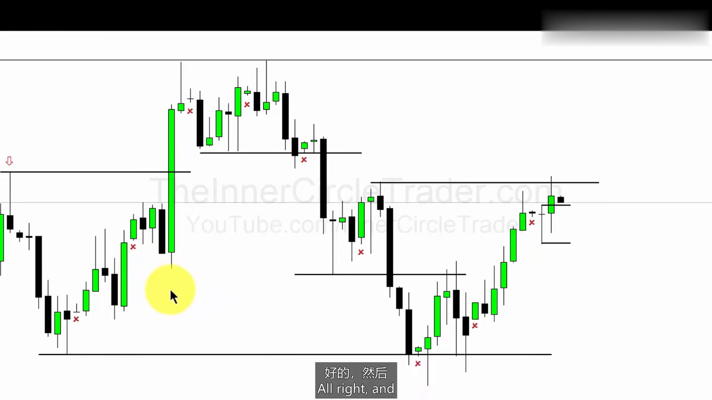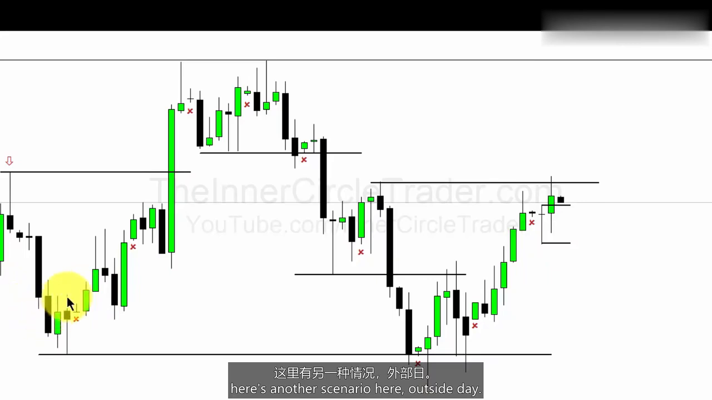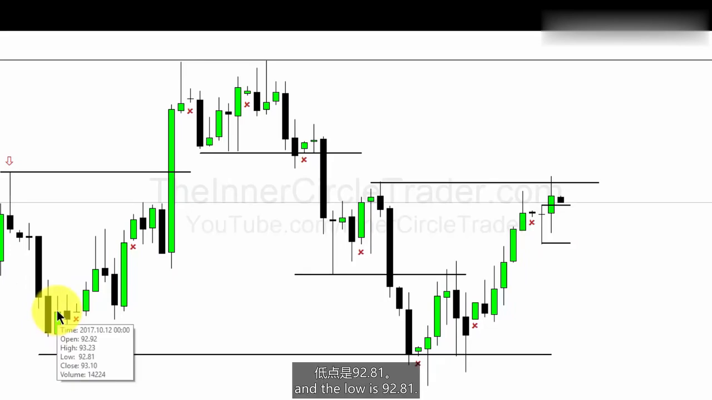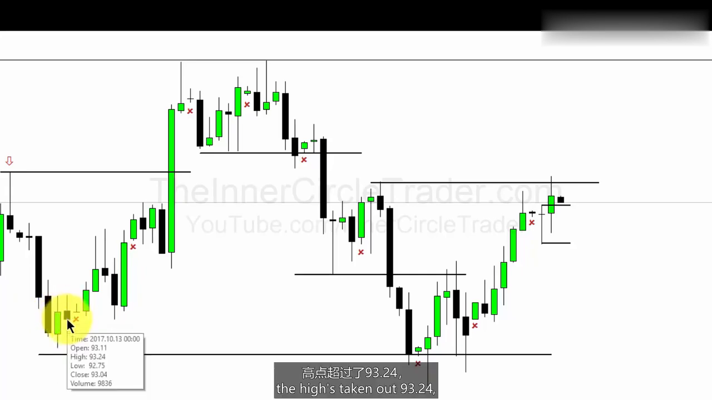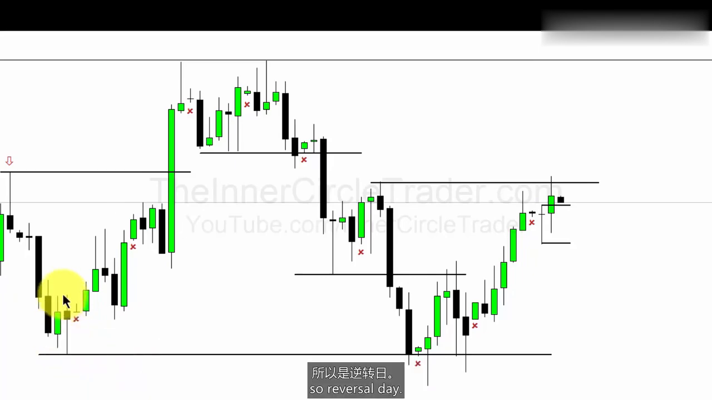All right, and here's another scenario here, outside day. We have the candle here. The high comes in at 93.23 and the low is 92.81. The very next day, the high is taken out, 93.24, and the low is 92.75. So reversal day.